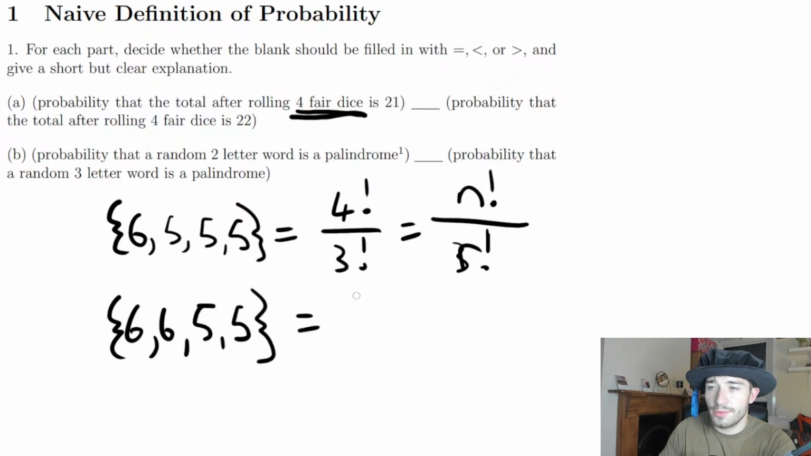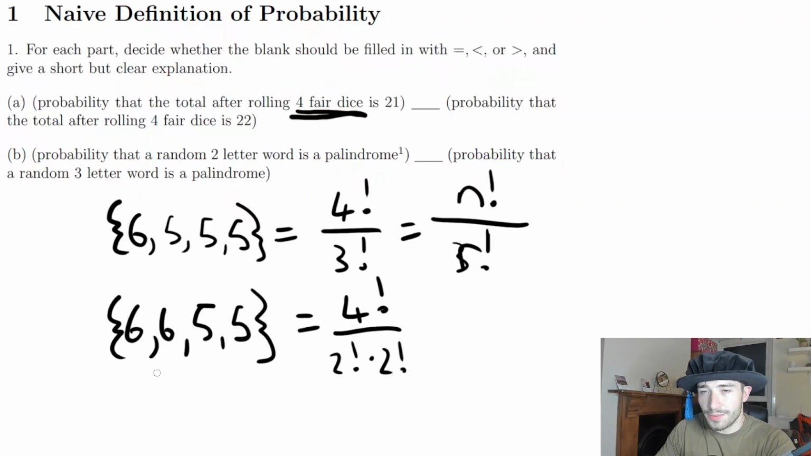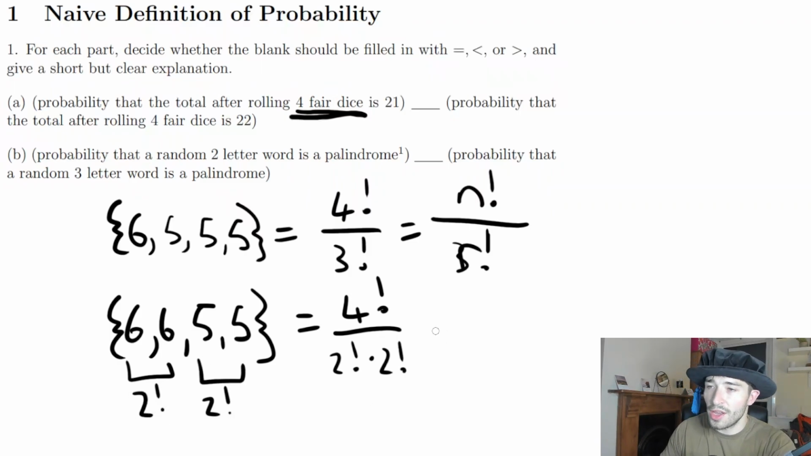Now in this case, we've got 4 factorial again, because we have n elements, 4. But now we have 2 factorial times 2 factorial, and that's because I've got 2 elements repeated twice. So this one's 2 factorial and this one's 2 factorial. Okay, so that extends the formula. This is the more general formula.